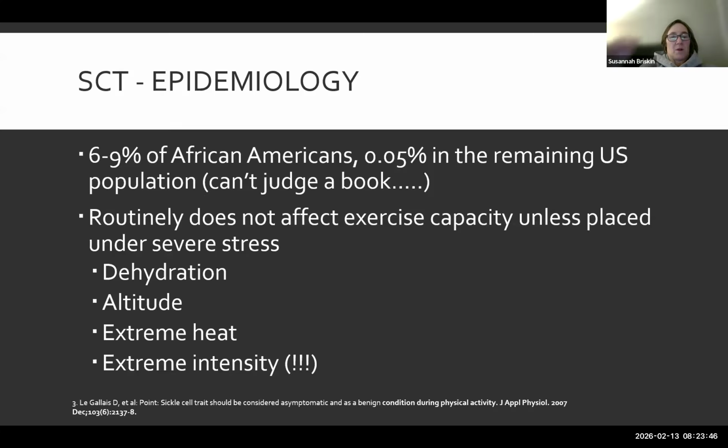So, luckily, we don't run marathons at altitude in Cleveland, but we certainly get dehydrated people, and we absolutely can have days with extreme heat when we have the marathon and people running at extreme intensity. So, you're going to think about this more in high altitude places, but there's absolutely conditions with high heat, high intensity, which can cause problems for sickle cell trait.